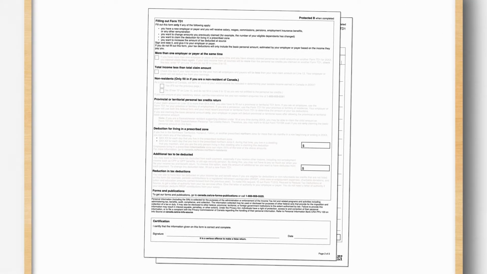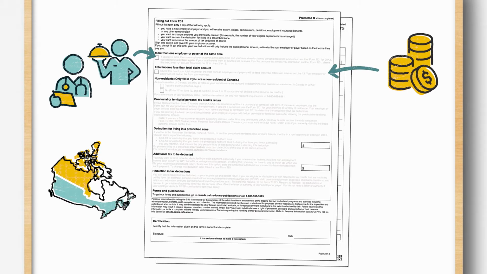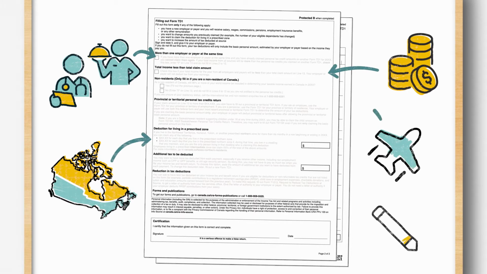The second page of the TD1 has some sections you may also need to fill out based on your personal situation. You may have multiple employers, earn a total income less than your total credits you enter in section 13, be a non-resident, or be filling out a new form to get more tax deducted from your paychecks. The form provides more details if you're unsure if any of these apply to you. If any of them do apply to you, there will be sections you may have to read or complete on the page. If none of those situations apply to you, the most important part is at the bottom of the page. Don't forget to sign and date the form to certify that what you entered on the form is correct.